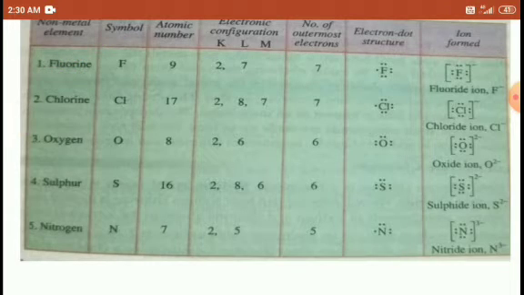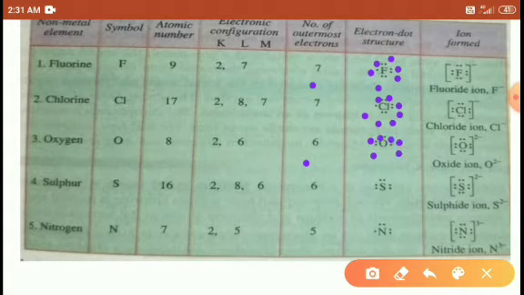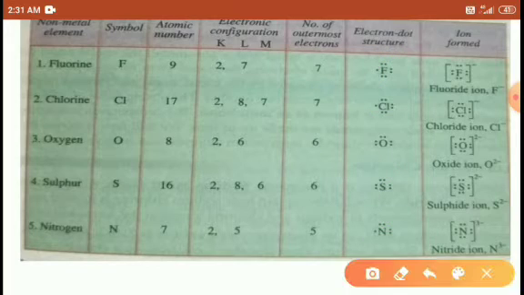First we will discuss the dot structure. Fluorine has 7 electrons: 1, 2, 3, 4, 5, 6, 7. Chlorine 7: 1, 2, 3, 4, 5, 6, 7. Oxygen 6 electrons: 1, 2, 3, 4, 5, 6. Sulfur 6 electrons: 1, 2, 3, 4, 5, 6. Nitrogen, sorry, 5 valence electrons, right? 1, 2, 3, 4, 5.